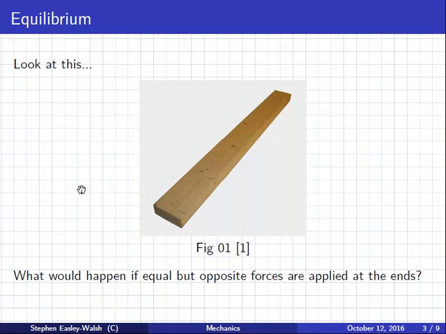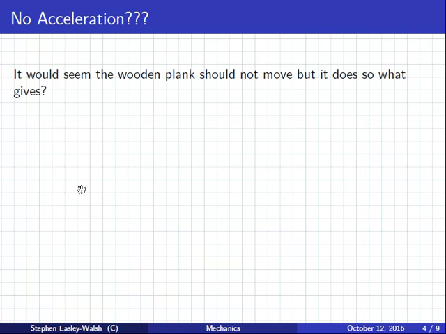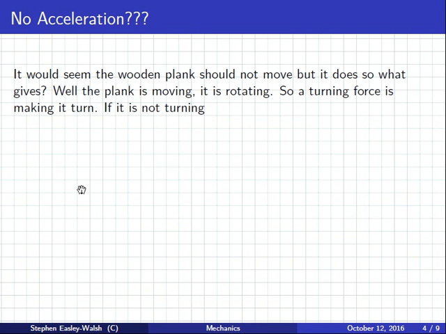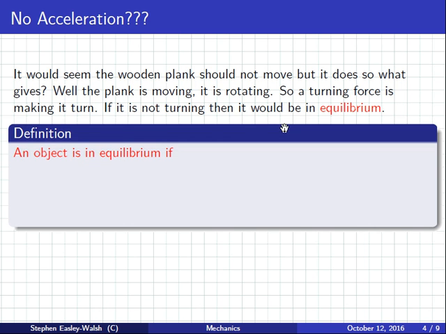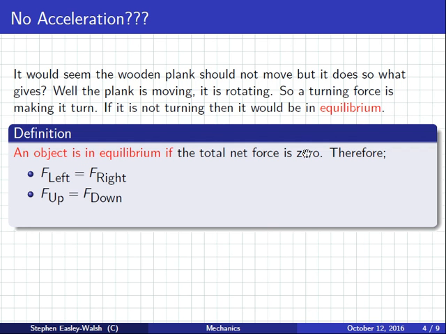Next. So it seems like it doesn't move, but it does. It actually is rotating. So this is the key word, equilibrium. This is what I'm trying to get to. We say something is in equilibrium if the total force is 0. And when I say the total force is 0, I mean the force to the left equals the force to the right. The force up equals the force down.